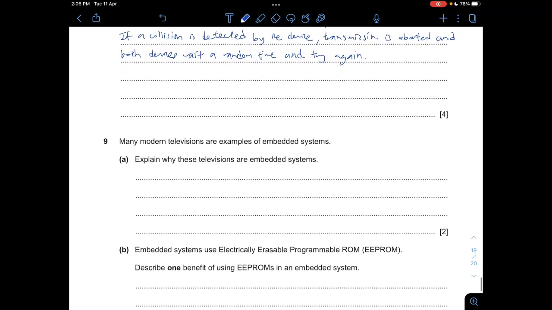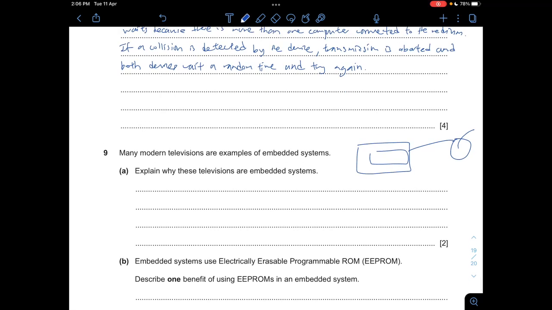Right? Many modern televisions are examples of embedded systems. Explain why these TVs are embedded systems. So essentially, a TV is basically used to connect to a satellite using maybe your satellite dish, and most TVs can only do one function, which is either that, or you connect to a monitor, connect to a computer, and then have the display sent over to the TV. So why is it an embedded system? Because, first of all, the embedded system is built into the TV. And the firmware or the system is not easily upgradable.